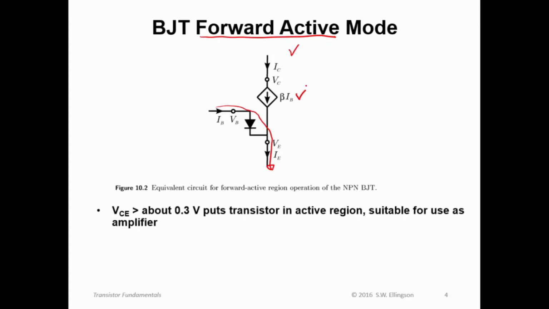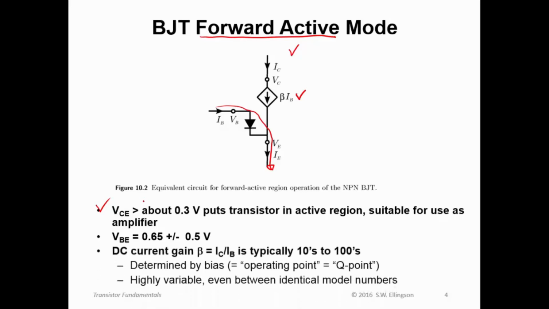Now, to be in this mode where this works in this fashion, V sub CE, that's the collector emitter voltage, the voltage between the collector and emitter pins, has to be greater than about 0.3 volts. That puts it in the forward active region. In this state, then V sub BE, the base emitter voltage, is typically about 0.65 volts plus or minus half a volt. Again, different for different transistors and different operating states, but not by much. The DC current gain is beta. That's the constant I used there.